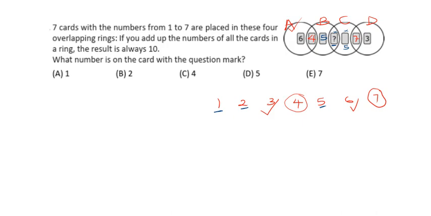Now, when 5 is there, what's the next thing? We want to fill 1 and 2. Since 5 is already occupying this place, let's look at Ring B. Ring B has 4 and 5, which will give us 9. We have just 1 left to make it become 10. So put the 1 here. So we have 4 plus 5 plus 1, which gives us 10. Correct.